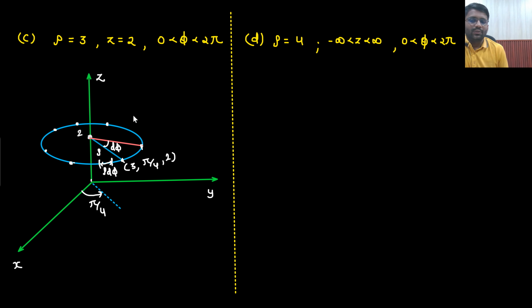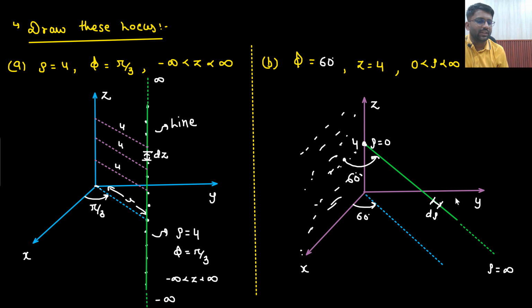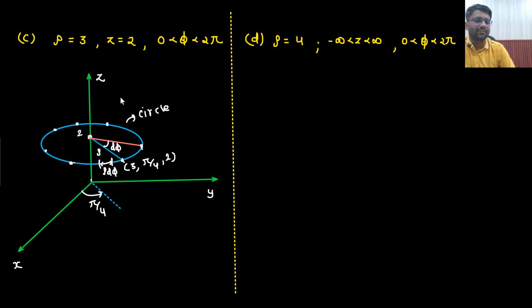Okay, so this locus is also clear. What is this locus? This locus is a circle, or you can call it a line as well. It is a line only, not a surface area. This is also a line. This is a line, and this is also a line only. It is not a surface. Understandable? Let's make the next one.